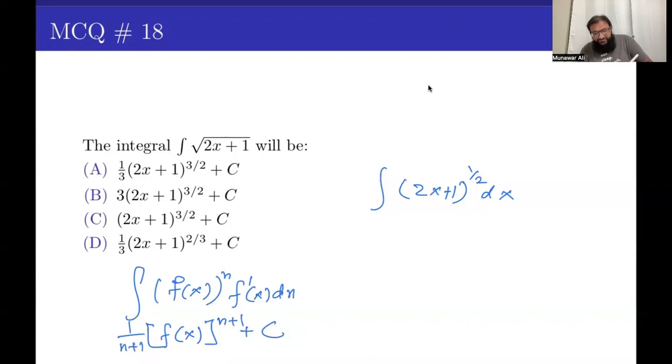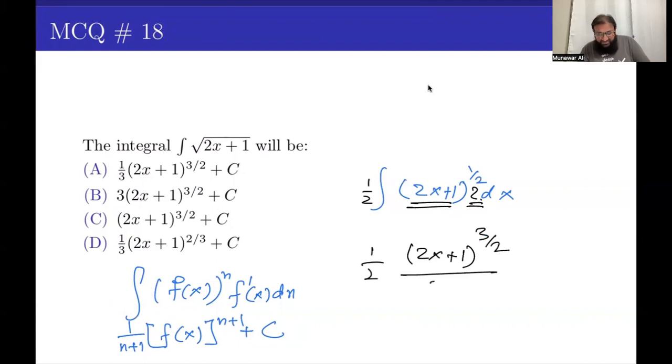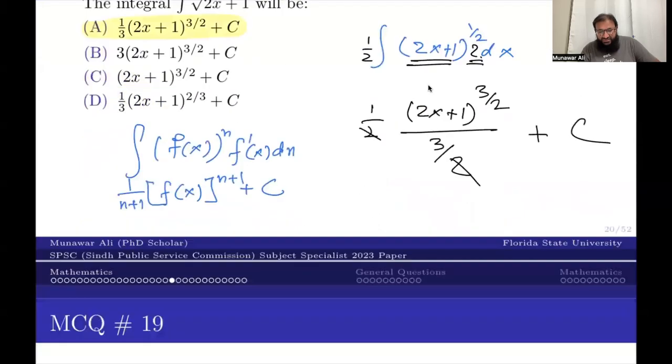So what am I doing? I'm multiplying by 2 and dividing by 2. So this is going to be the derivative of the function. So my answer is to add 1 to the power, which becomes 3 halves, and divide by the new power, plus c. So these are going to be cancelled out, and my answer is 1 over 3, (2x plus 1) to the 3 halves plus c. So this is my correct option, which is A.